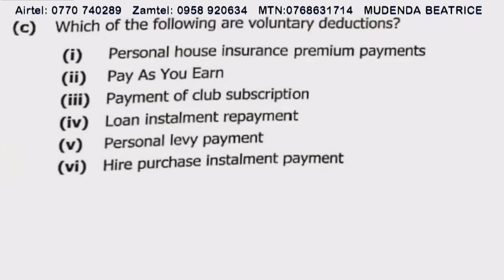Question 1C was as follows. Which of the following are voluntary deductions?